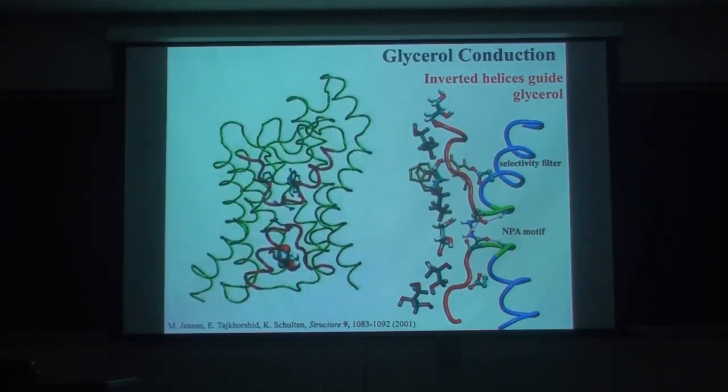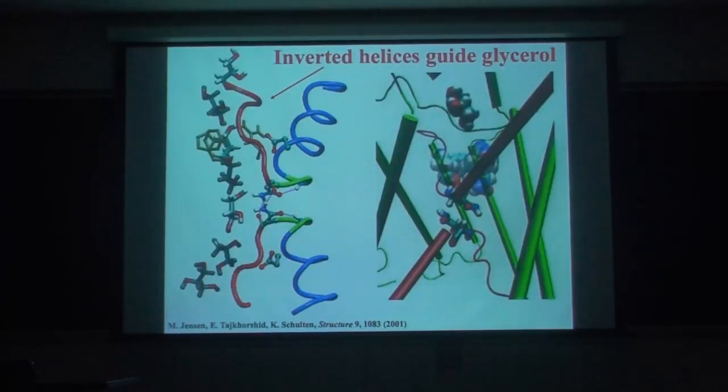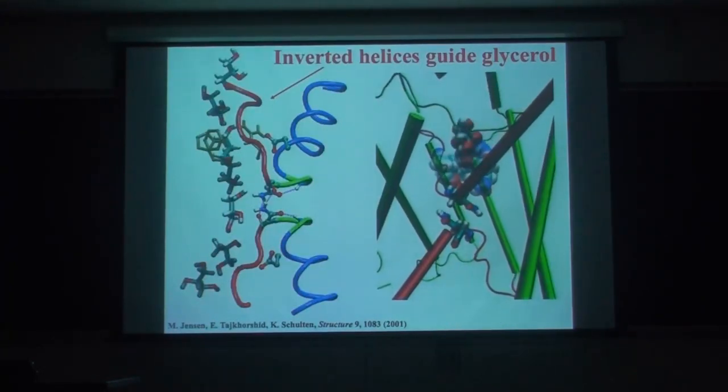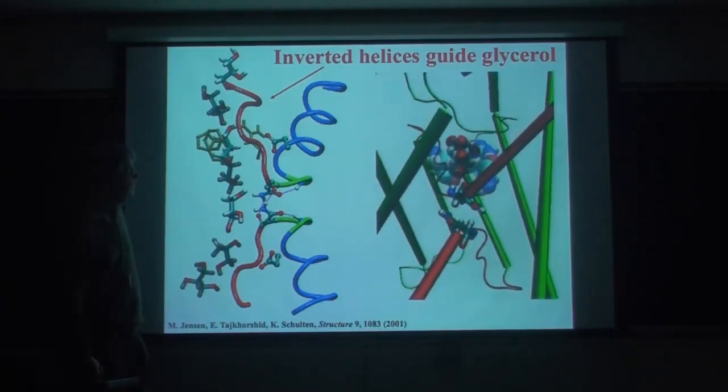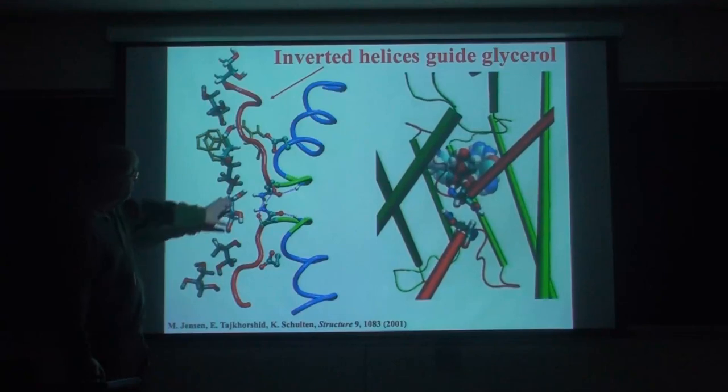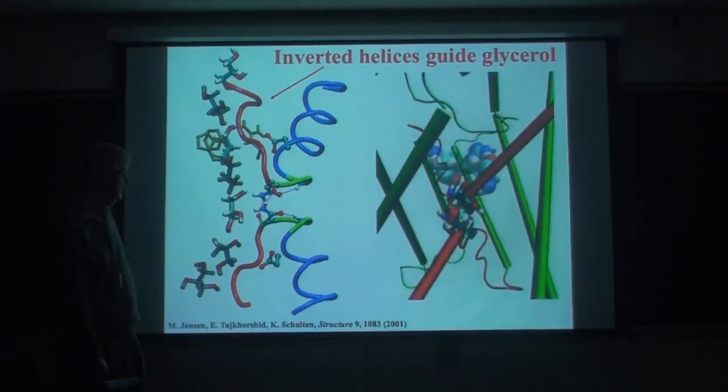The water goes exactly along this channel that is optimal for the water, and we also, I think, saw that for the ion channels. In nerve cells, they also use these inverted helices. Okay, so now you see how the glycerol goes through there. And so look at it. There is a very narrow spot here where the glycerol is being checked.